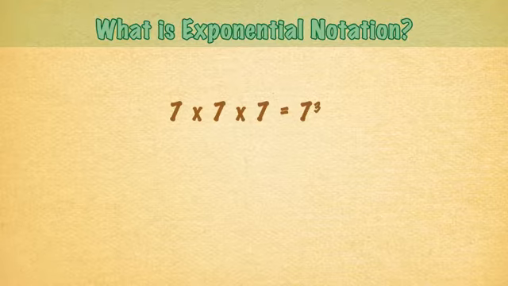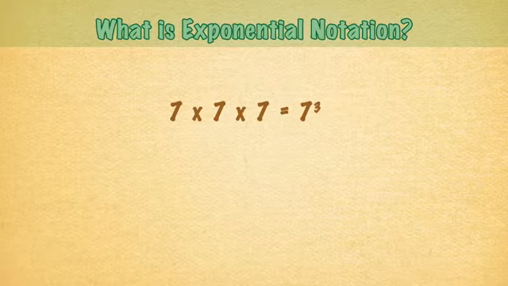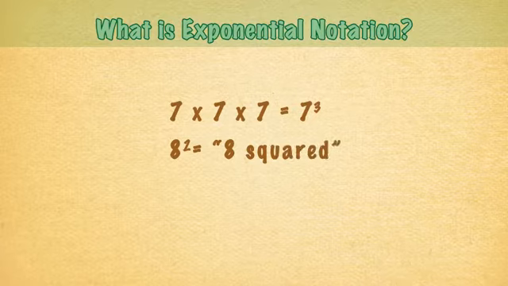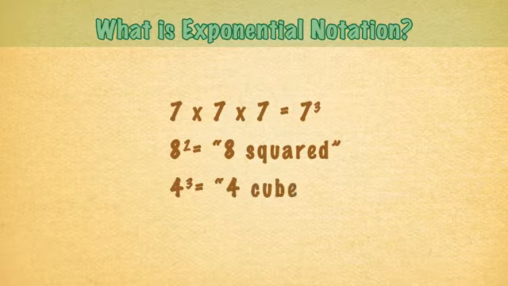Simple enough, right? There are a few special types of exponents that are worth mentioning. Any base raised to the 2nd power is known as being squared. For example, 8 to the 2nd power could also be read as 8 squared. Any base to the 3rd power is referred to as cubed. For example, 4 to the 3rd power can also be read as 4 cubed.